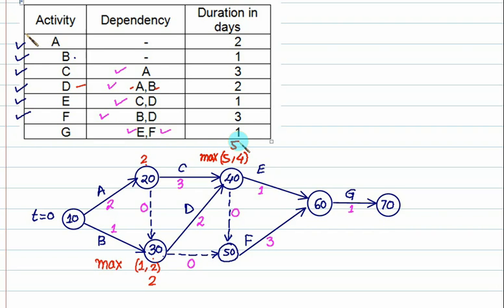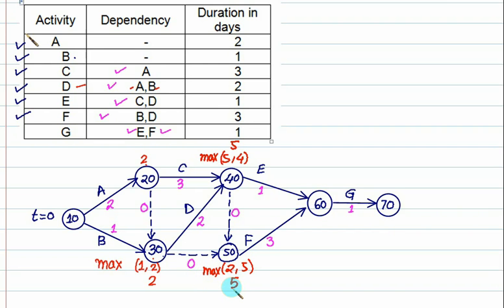Is it okay? How many arrows behind this one? 2. This arrow is what? 0. And this is 0. What is the previous calculation? 2 plus 0. So one value is 2. But if you come via this path, is it 5 plus 0 equals to 5? So you have to select which value? Max. So what is the value?